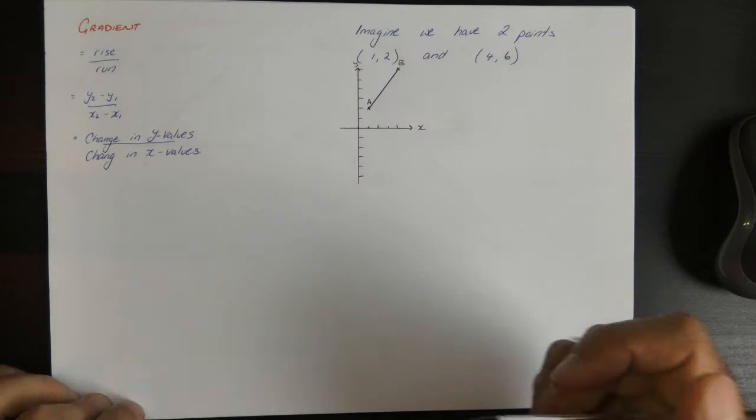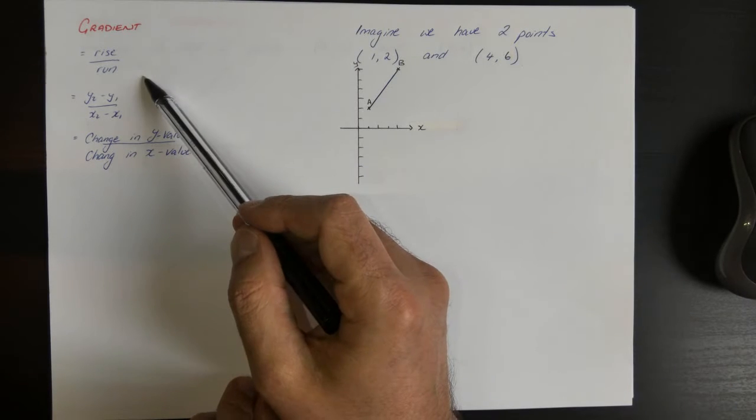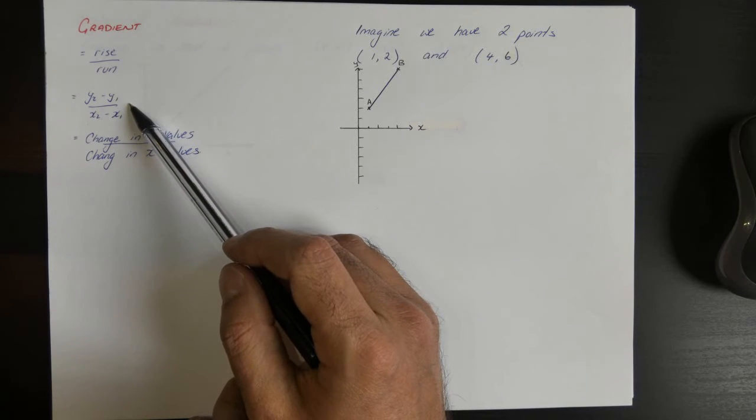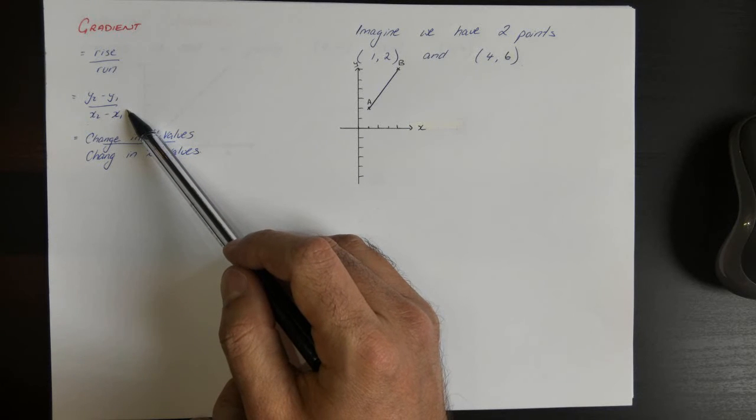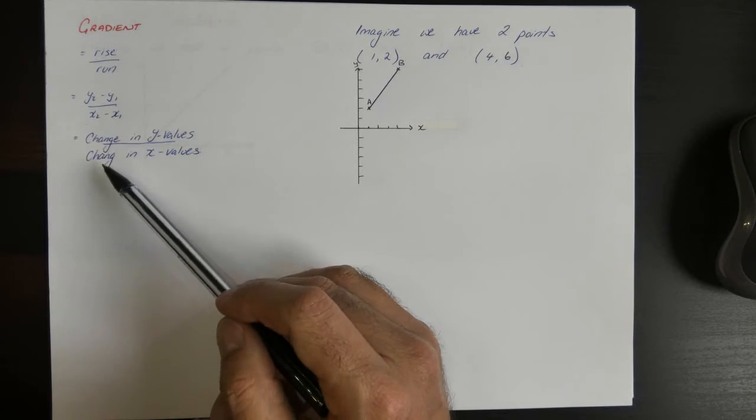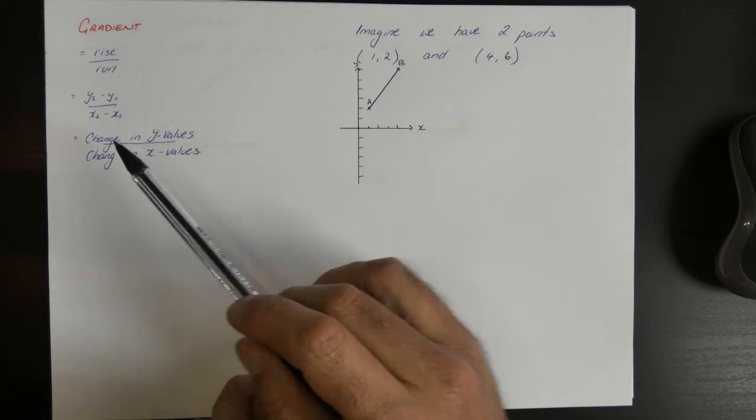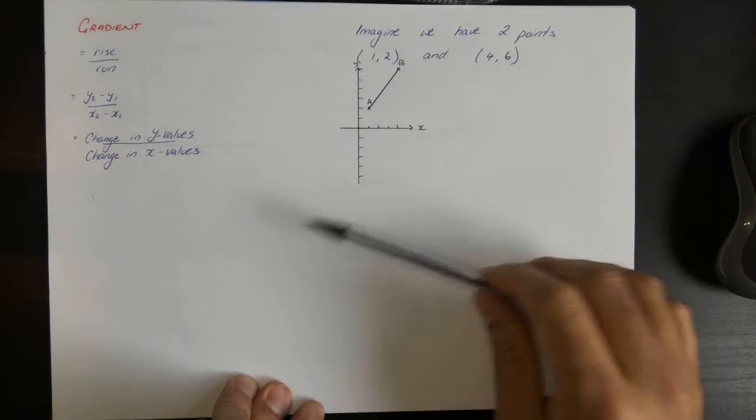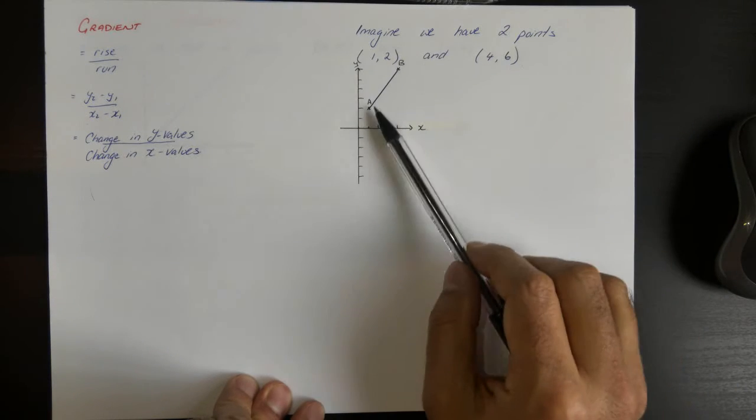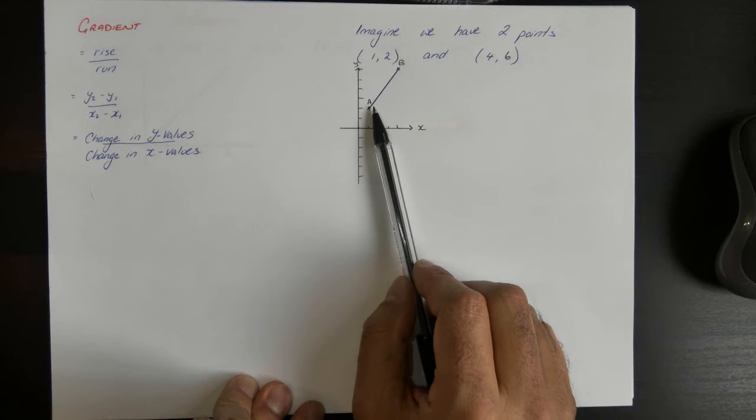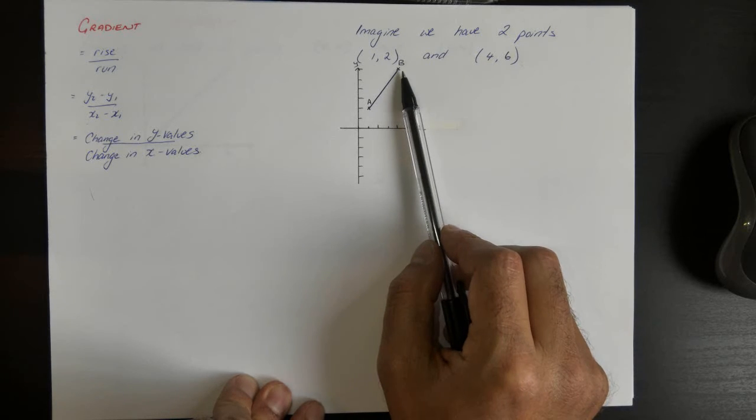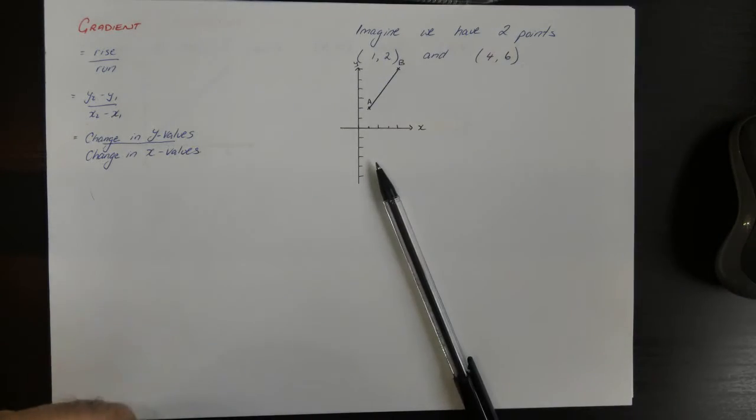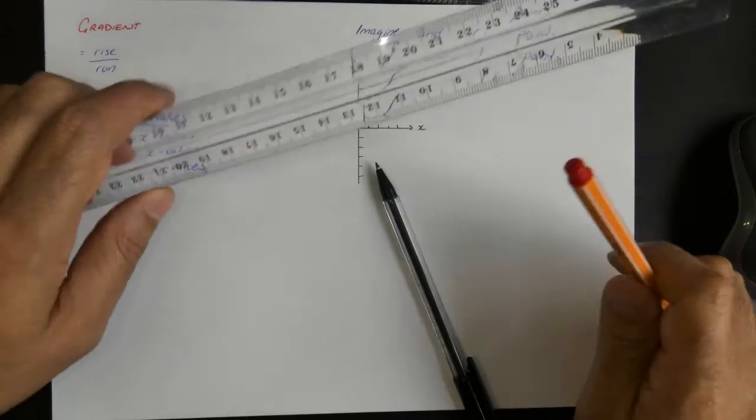All right. So we know that the gradient is rise over run, and we can calculate that using the formula y2 minus y1 over x2 minus x1. Or otherwise, it's the change in the y values over the change in the x values. Okay, so imagine we have 2 points, 1, 2, and 4, 6. What we could do, I've seen it before, is create a triangle.